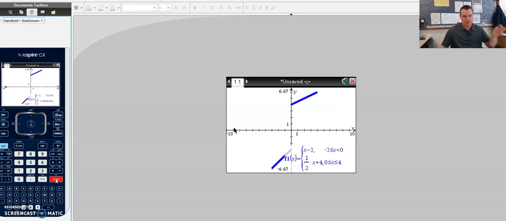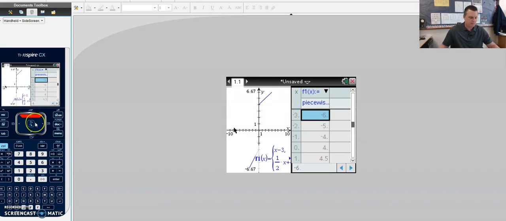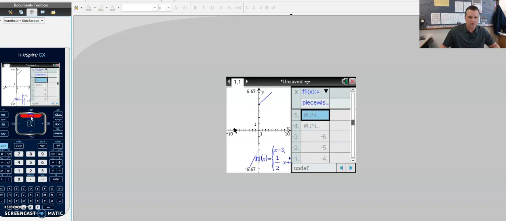So there's a snapshot. Well, that's the whole graph actually, because it's a piecewise function and it is a restricted domain. So they want us to fill the table out. So we're going to control T. They want us from -3 all the way up to 4. Okay, so here they are, -3 all the way up to 4. Okay, you can see it's undefined everywhere else. That's what U means, undefined. Okay, above 4 and below -3 because it is a restricted domain.